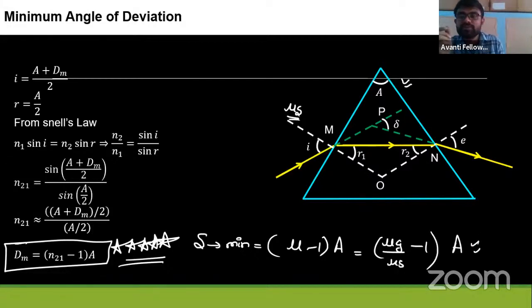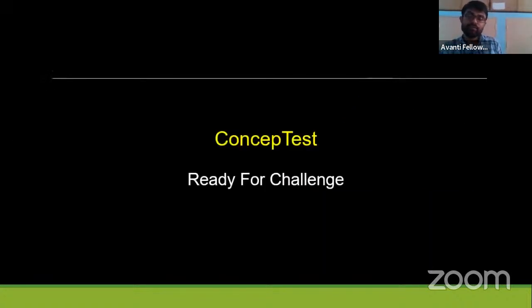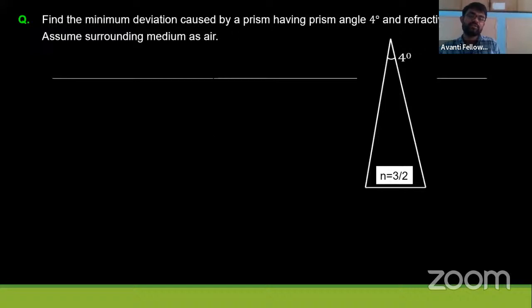Remember, in the questions, the angle of prism for minimum angle of deviation, more probably, you'll find to be very small angles. Okay? So, ready for the concept test? The question is this: a prism is given to you, the surrounding medium is air, refractive index 1, the angle of prism is 4 degree, and this is the refractive index of the glass material. The angle of prism is 4 degree.